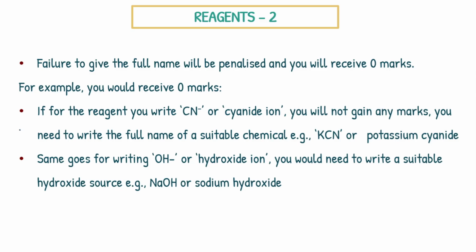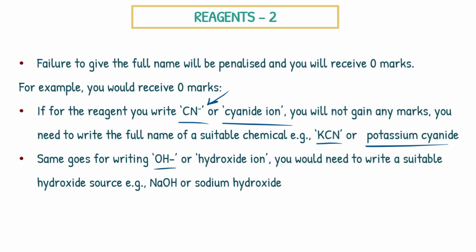Okay, so for example, if we're writing a reagent for a mechanism, like a nucleophilic substitution, and you simply put CN- or cyanide ion as your reagent, you will not gain any marks, okay? Even though technically this is the nucleophile, and you're thinking, easy question, mate, CN-, you will not get the marks. You need to write the actual chemical name. For example, KCN for potassium cyanide, okay? Either of these is fine. Either write the formula or the name, you'll be good to go.